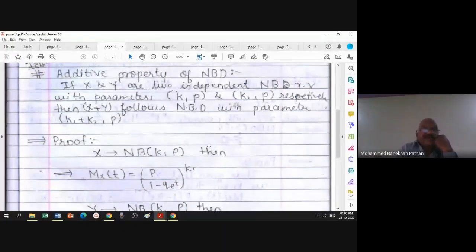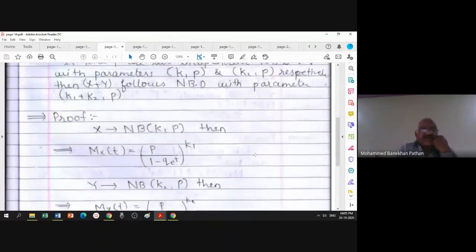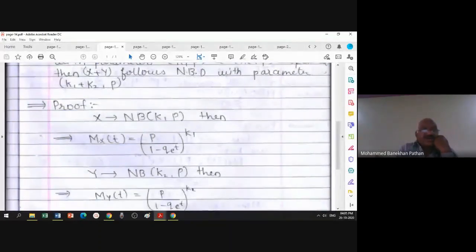Let us see the mathematical proof of this property. Proof based on the MGF approach. X follows NBD with parameters K1, P. Then MX(t), which we developed in previous classes, the MGF of NBD, is (P divided by 1 minus Q e to the power t) whole bracket to the power K1. You can remember this expression from the previous class.